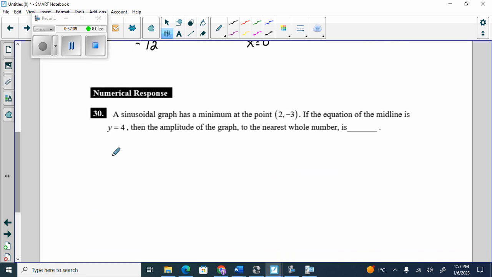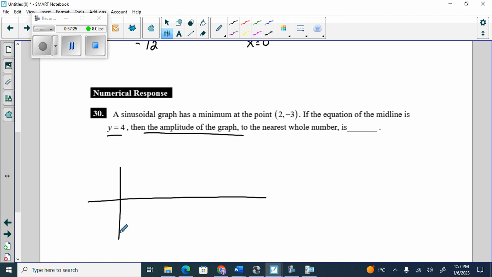So here we have a sinusoidal graph that has a minimum point of 2 and negative 3. If the equation of the midline is 4, then the amplitude of the graph is what? Well, let's do a little sketchy sketch. Okay, so 2 and negative 3, that's my minimum. I have a midline at 4, y equals 4, which is a horizontal line.